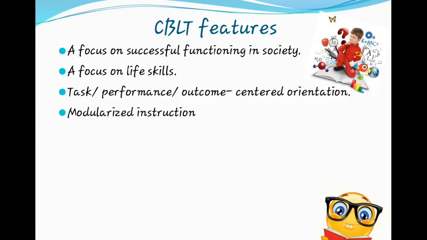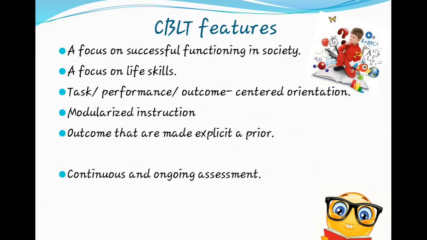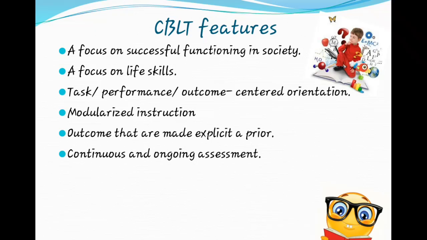Fourth, modularized instruction. That is to say, objectives are broken into narrowly focused sub-objectives so that both teachers and students can get a clear sense of the progress. Fifth, outcomes that are made explicit a priori, which means that they are specified in terms of behavioral objectives so that students know exactly what behaviors or skills are expected of them. Sixth, continuous and ongoing assessment, which means that program evaluation is based on test results and as such is considered objectively quantifiable.